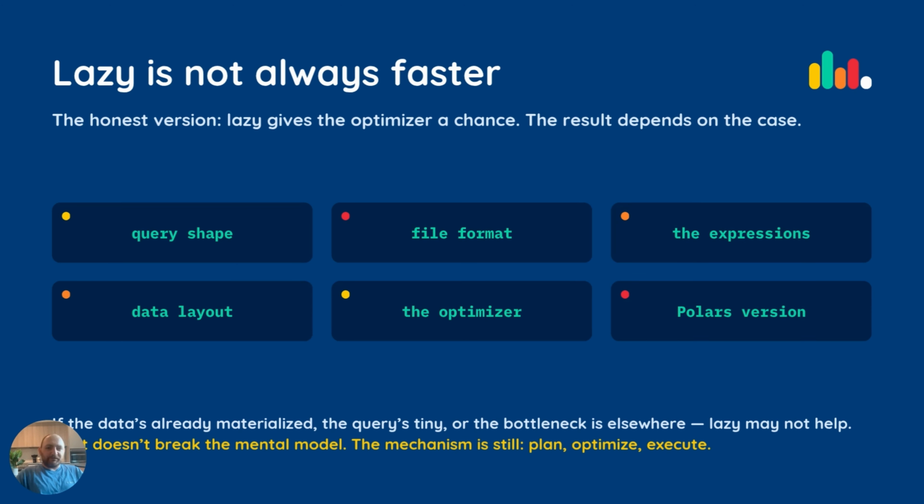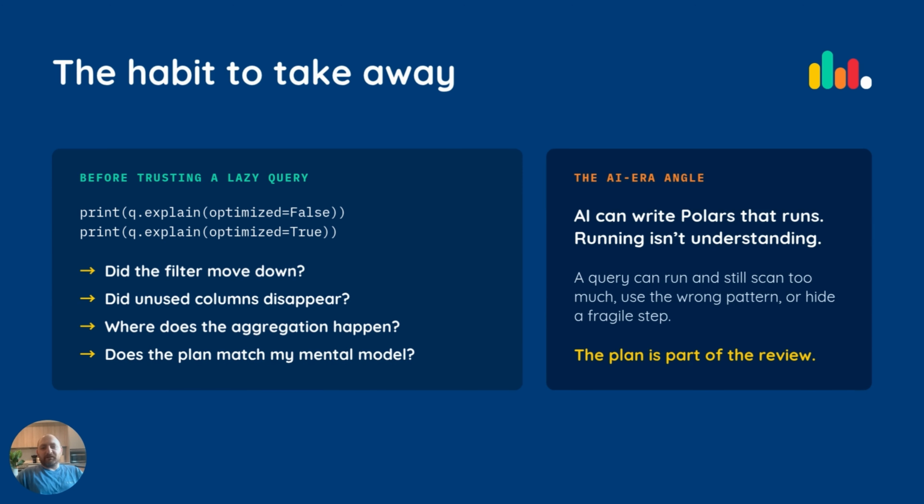So here is the habit I actually want you to live with. Before you trust a lazy query, inspect the plan. Don't just check the query runs. Don't just check that the output table looks correct. Run both explains, optimized false and optimized true. Then ask a few questions. Did the filter move down? Did the unused columns disappear? Where does the aggregation happen?